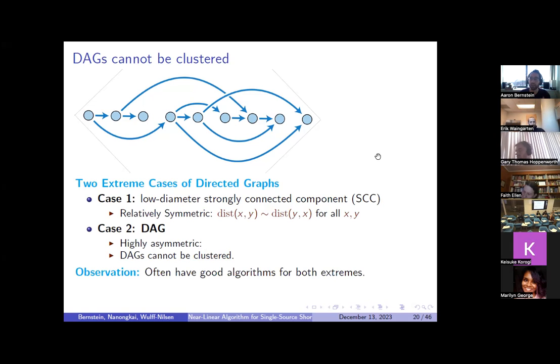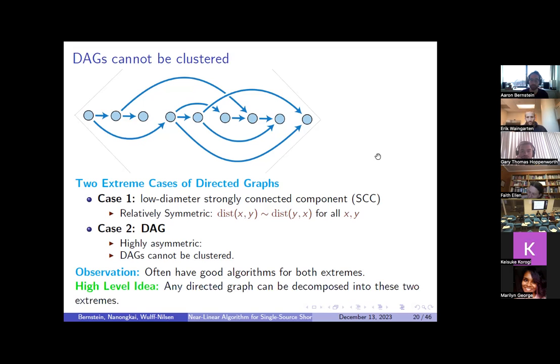So we have these two extreme cases, which are very different. But the nice thing is that both of these extremes are relatively easy, or at least for many problems, we have good algorithms for both extremes. We saw that we have good algorithms for low diameter graphs, but for many problems, we also have a totally different set of good algorithms for DAGs. Intuitively, because DAGs go from left to right, as we see in this picture, you can use dynamic programming on them. And so what we're able to show is that essentially any directed graph can be decomposed into these two extreme cases. And since both extreme cases are easy, that then gives us an algorithmic framework. Okay, so let's define that formally.